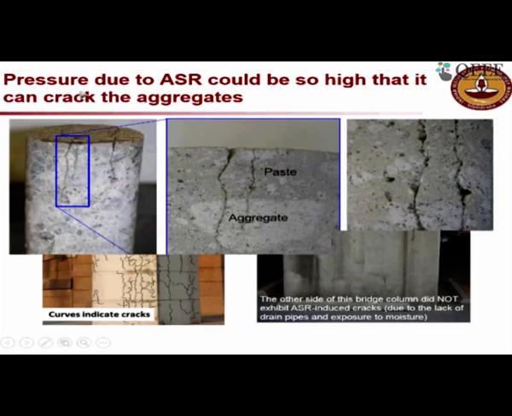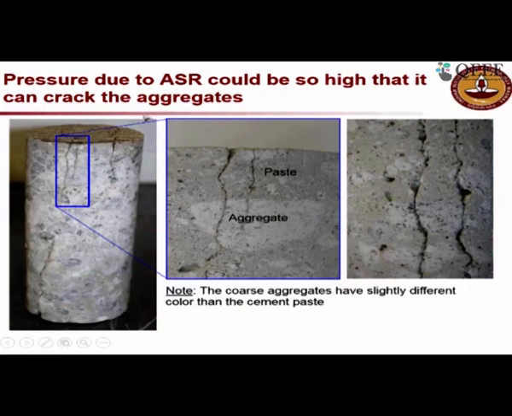Now the pressure due to ASR could be so high that it can crack the aggregates also. It's not only the cement paste which is cracking. Here you have this cylinder which is cored from the surface, where you can see this is the cast surface. This is a close up of this crack, where you can see the crack is actually penetrating through the aggregate. This portion is slightly lighter in color, and this is the cement paste. So this is the aggregate, and this is another aggregate here. You can see very clearly the crack is actually going through the aggregate.